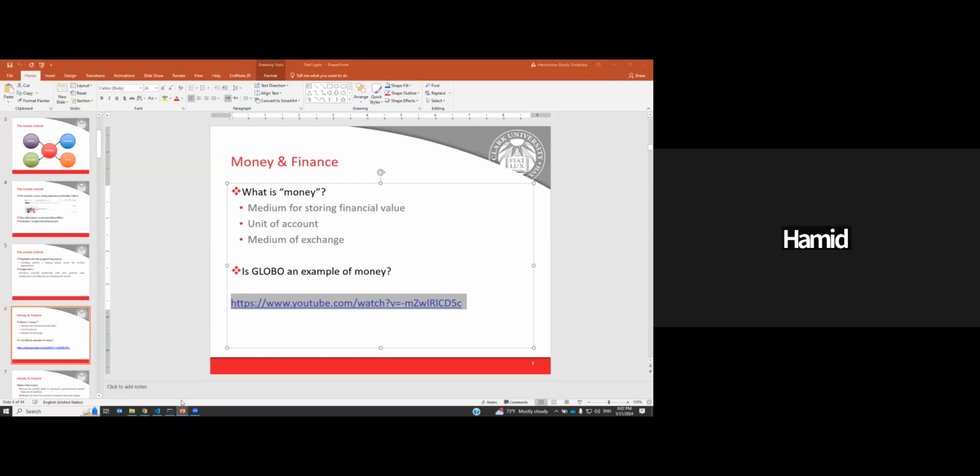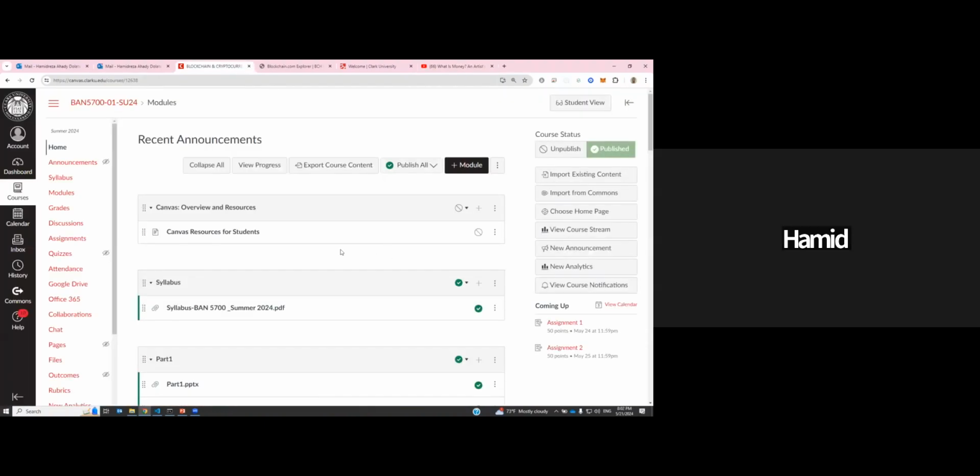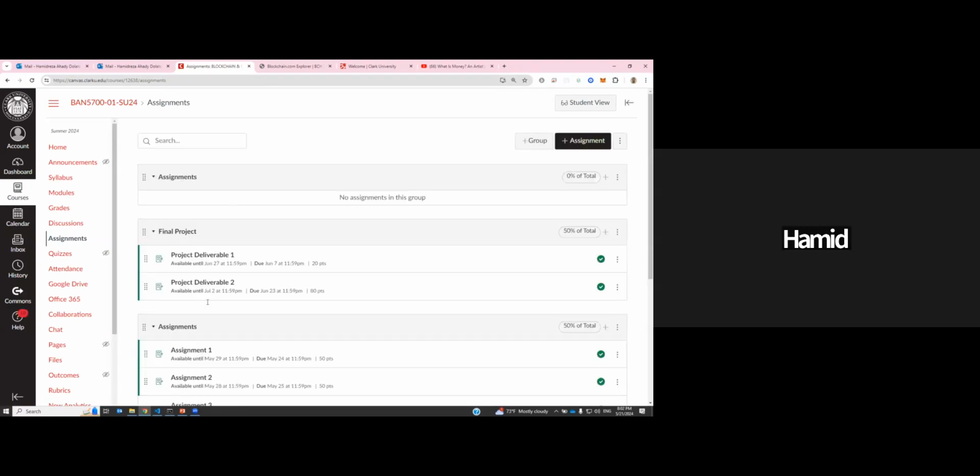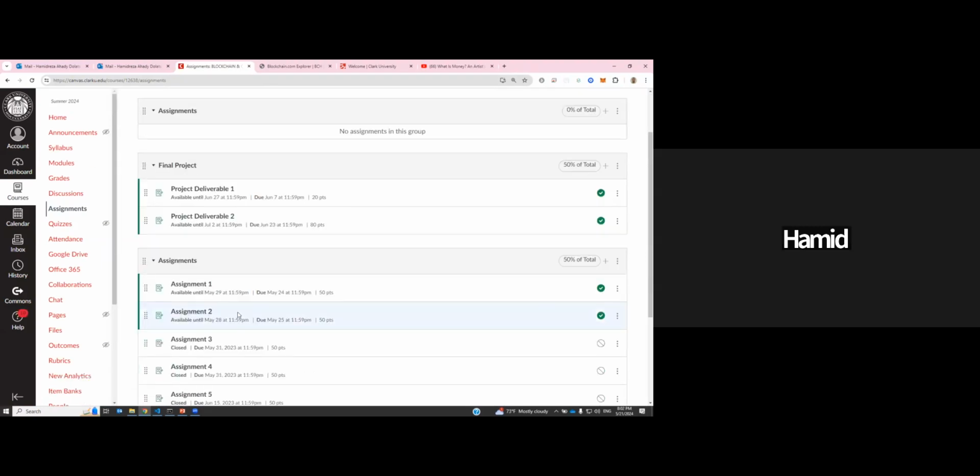For the next 10 days, you have two assignments. One is introducing yourself. The second assignment is about Solana. You study Solana and how Solana resolved the challenges that Bitcoin had. One challenge was security, another challenge was speed, throughput, and so on and so forth. Any questions?